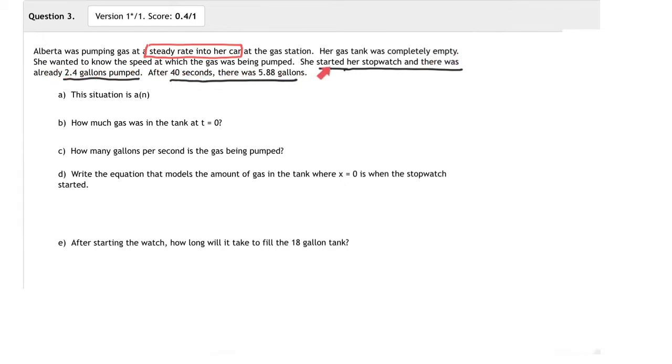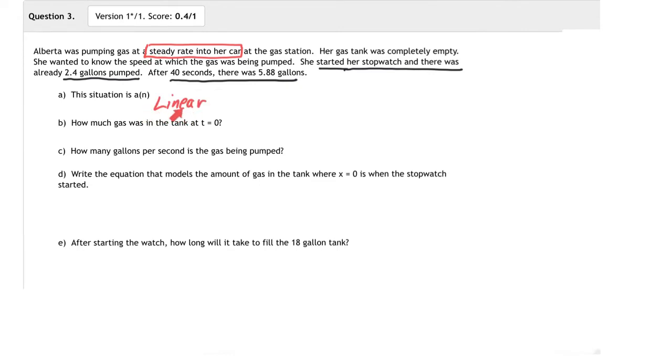So she started her stopwatch and there was already 2.4 gallons pumped on the machine. Then she also recognized 40 seconds later there was 5.88 gallons pumped. Now, at this point right here, we need to figure out how fast the gas is getting pumped and how it is growing. Well, what you notice is that it gets pumped at a steady rate into her car. When you read something like this, that's your tip-off to let you know that it's a linear situation.